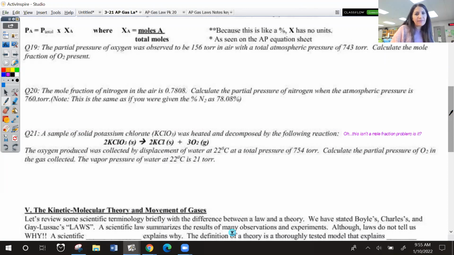Okay. Yes, number 21. I think the other two we're okay with, but I want to do number 21 and then we can come back and do 19 and 20 on Wednesday.